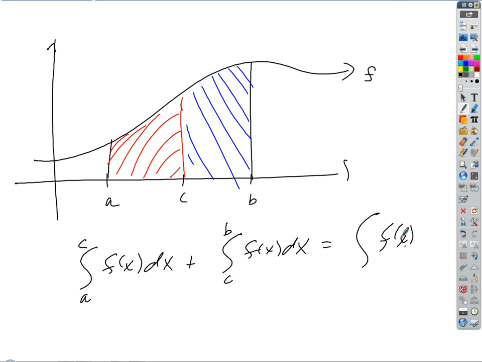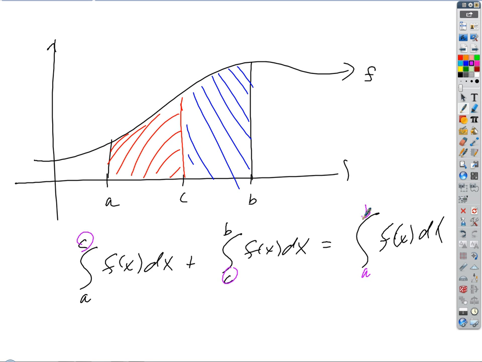The area under the function from where to where? From A to B, right? It's real simple. Everybody see that? Because the areas touch, right? Okay, does C have to be between A and B?